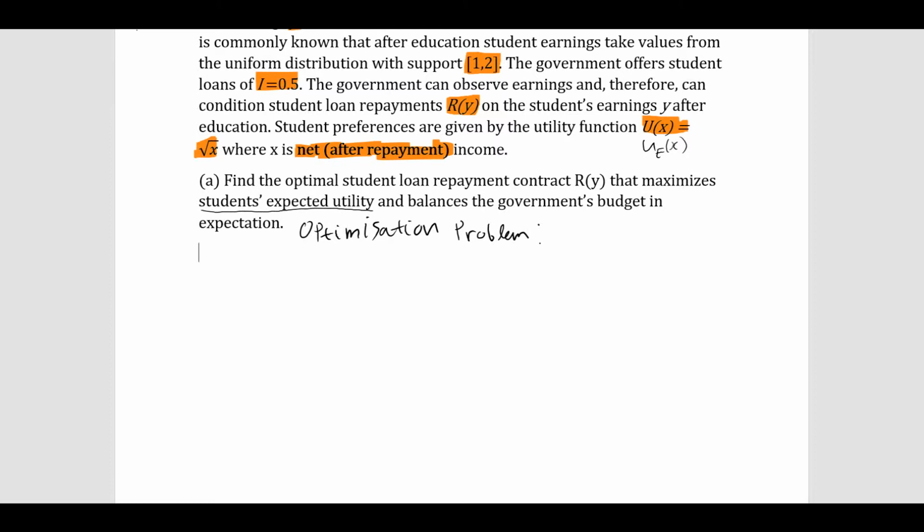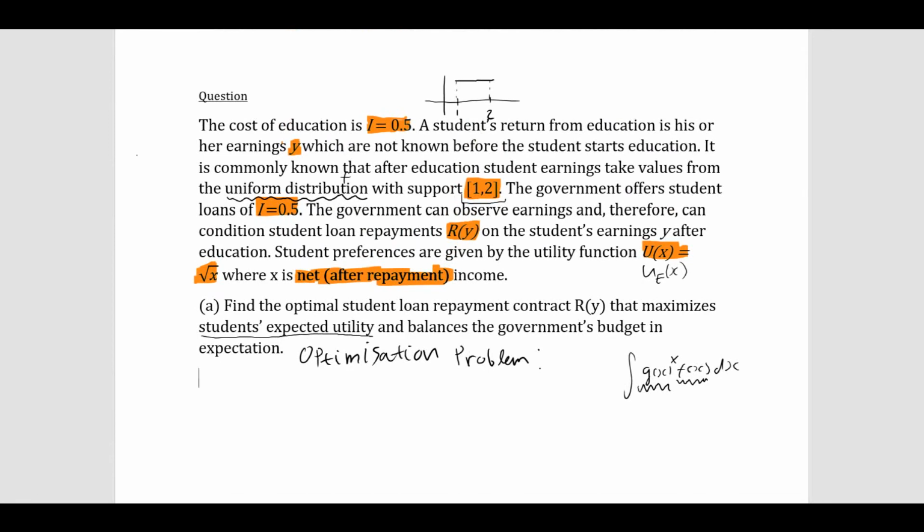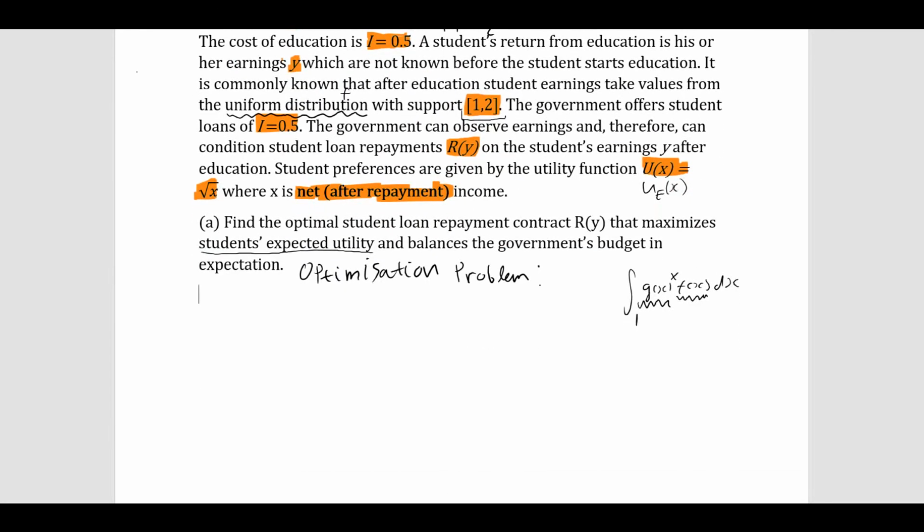Now, if we look back at the definition of expectation, it was the integral of g of x times f of x dx. It was basically the function multiplied by the probability density function, which in this case is just this uniform distribution, which I'm going to call f of y. And then you integrate it over the whole domain. We know that it only takes inputs between 1 and 2, so we know it's going to go from 1 to 2. So we need to work out the expectation of the utility function for the student.